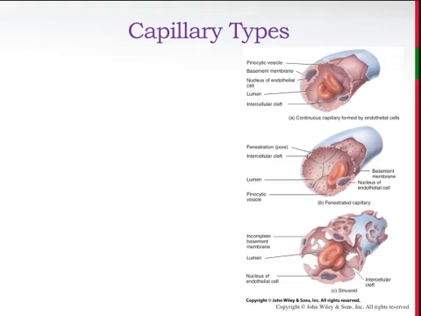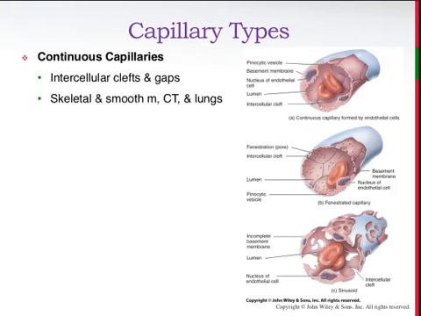As promised, we're going to start this video with capillary types. We have three capillary types: the continuous capillary, the fenestrated capillary, and the sinusoidal capillary. So starting with continuous capillaries, these guys are formed by endothelial cells.